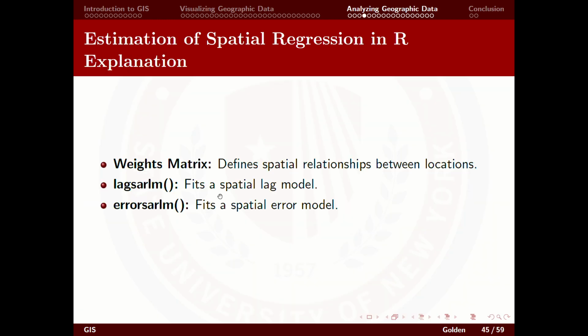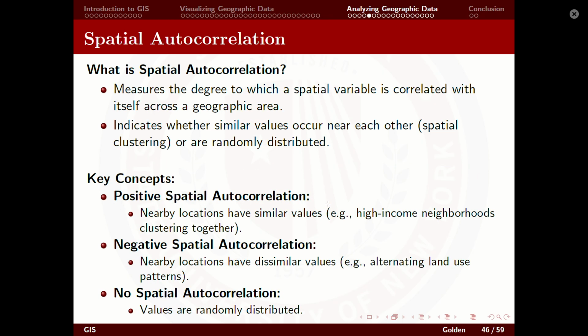And then these are two different spatial models. This is a geospatial lag model, and this is a spatial error model. So what is spatial autocorrelation? A little bit of a deeper dive on that. It measures the degree to which a spatial variable is correlated with itself across a geographic area and indicates whether similar values occur near each other or are randomly distributed.